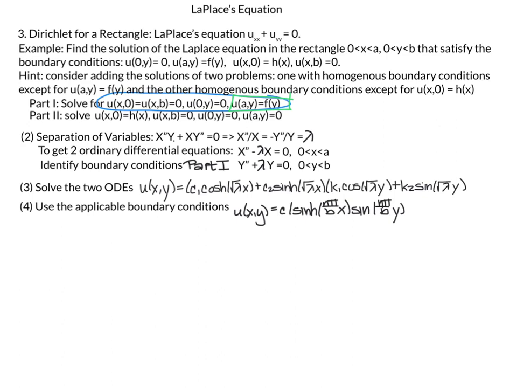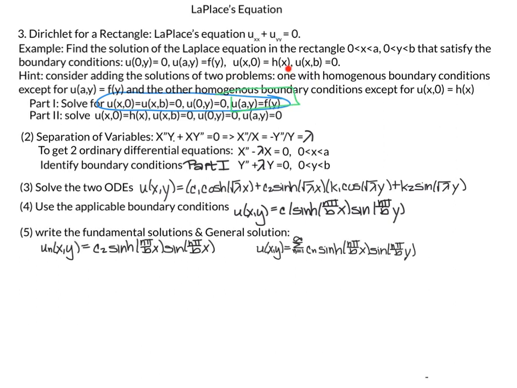the very end. That's the boundary condition where u of something is equal to a function as opposed to equal to zero. Saving this boundary condition at the very end, I'm going to go ahead and write my fundamental solution and my general solution. So my fundamental solution, for every value of n, I get a different solution. And then my general solution here is this summation of all my fundamental solutions.